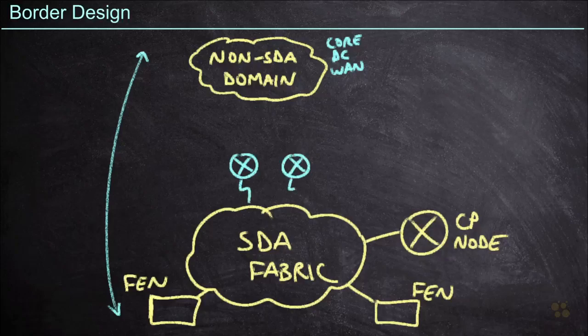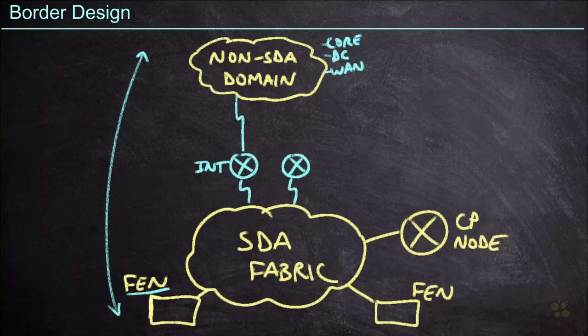Border nodes are going to attach into the SDA fabric, and by all rights, they're going to function very similarly to fabric edge nodes. However, there are some differences, but a lot of that's going to come down to what mode of operation that border node is running in. And there are two primary modes that we need to be aware of. First of all will be the internal border node. An internal border node is responsible for connecting to the rest of the network. That would be internal networks, again, such as the core, data center, and WAN.